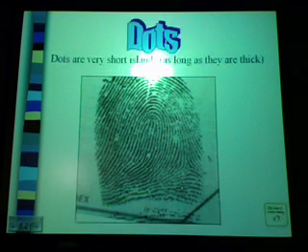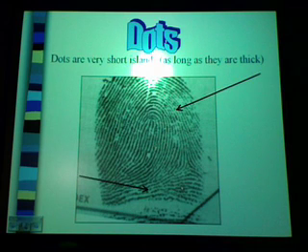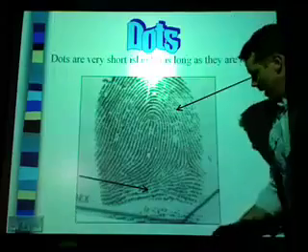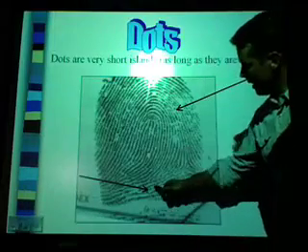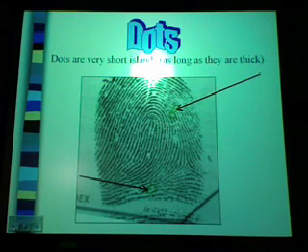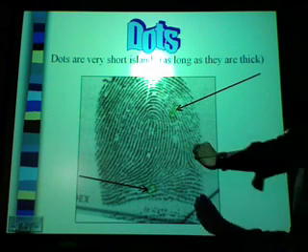A dot is just what it sounds like. Any dot found in the core is what we're interested in. Again, the dot differs from an island because it is as long as it is tall.